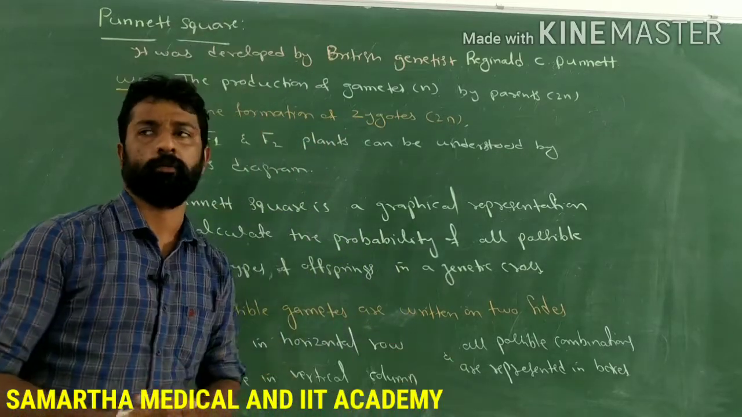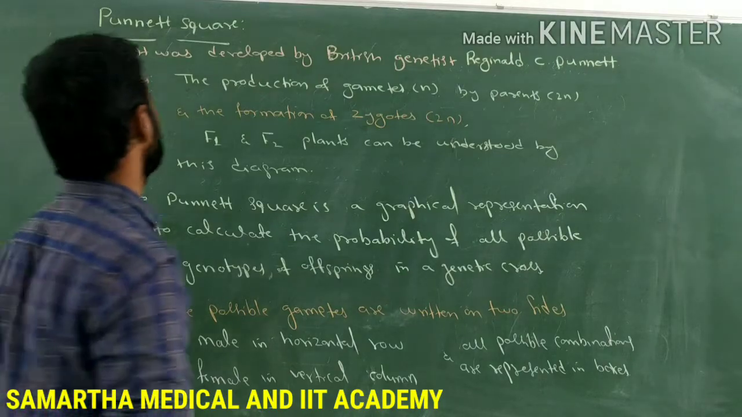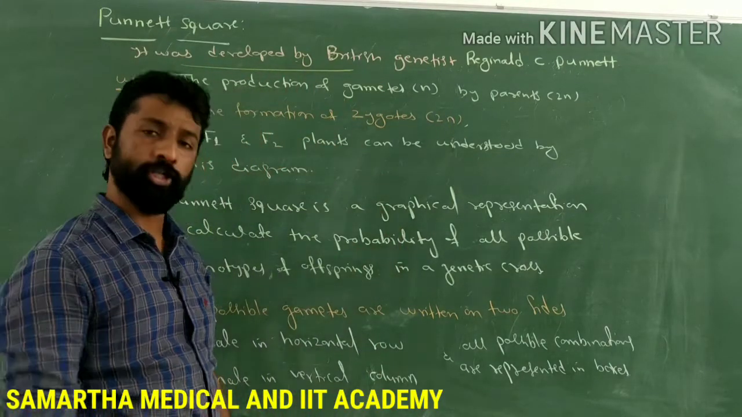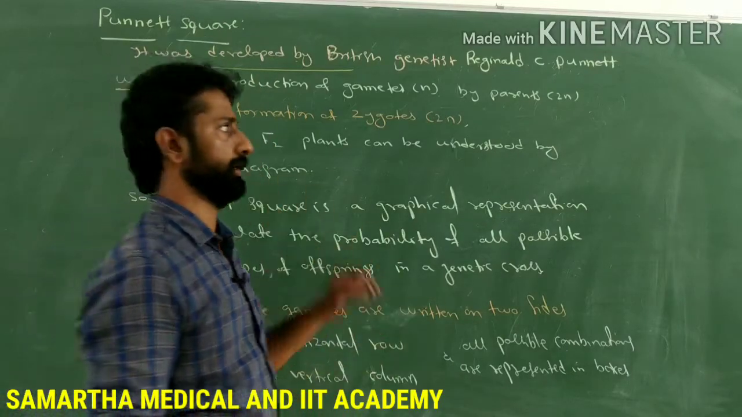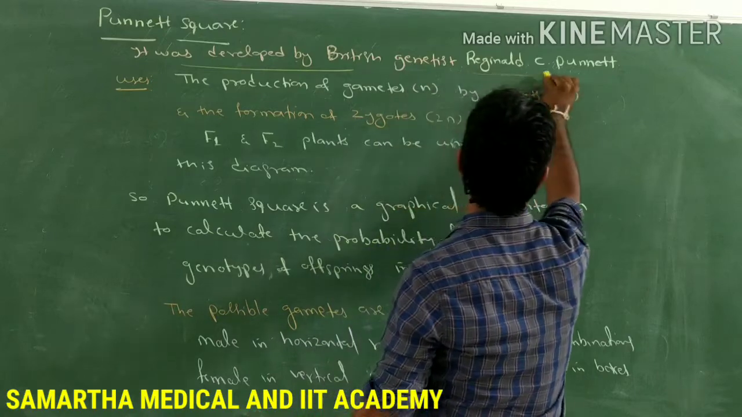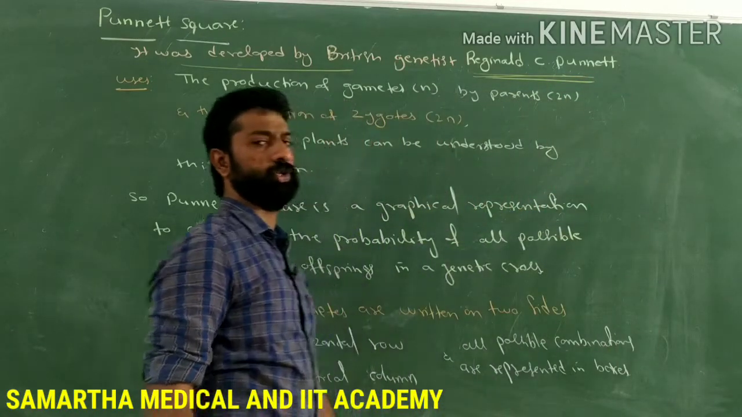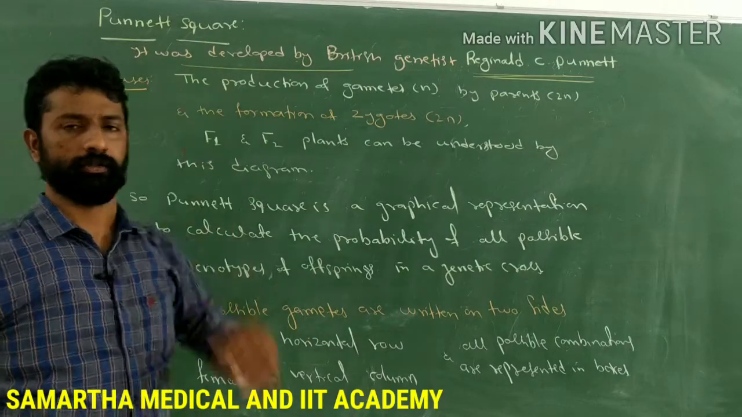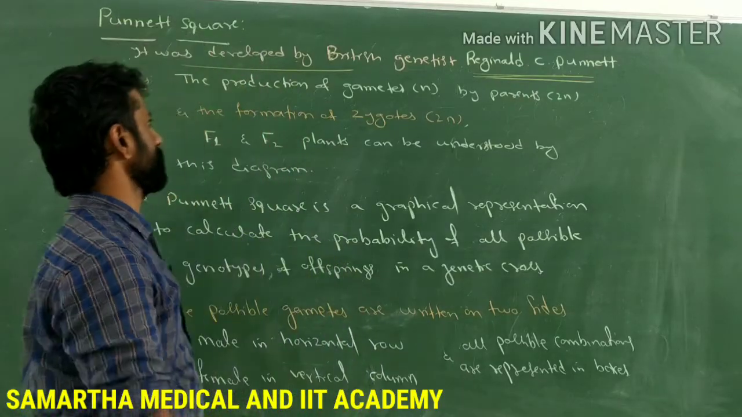So what do you mean by Punnett square and who discovered it? It was developed by a British geneticist. His name is Reginald C. Punnett. This is the name of the geneticist who developed the Punnett square for genetic crosses. So what exactly is it?